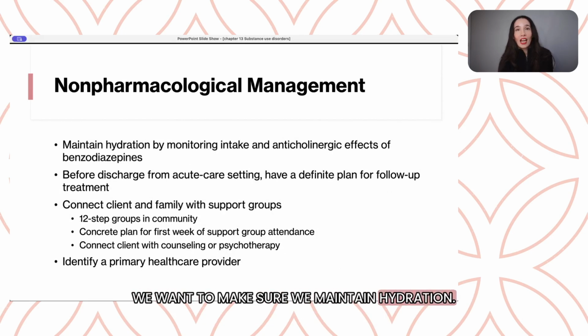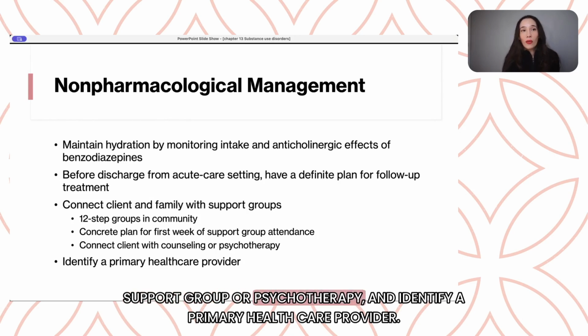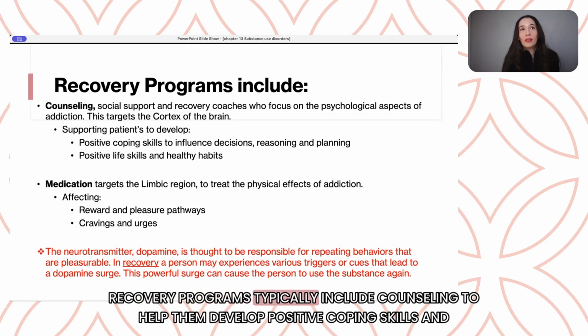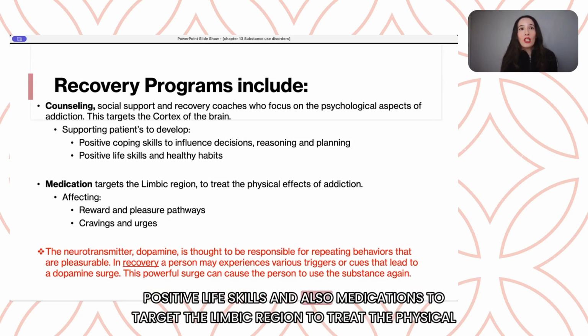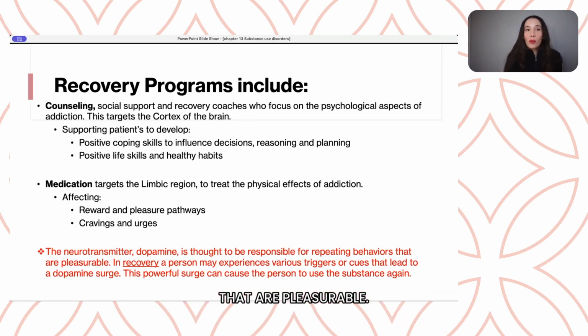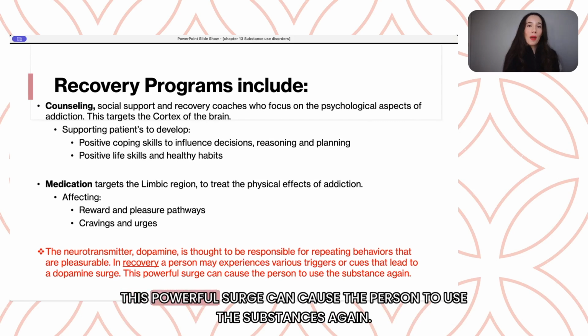We want to make sure we maintain hydration. We want to have a plan for follow-up care, make sure they have supports in the community, whether it's a 12-step support group or psychotherapy, and identify a primary healthcare provider. Recovery programs typically include counseling to help them develop positive coping skills and positive life skills, and also medications to target the limbic region to treat the physical effects of addiction. The neurotransmitter dopamine is thought to be responsible for repeating behaviors that are pleasurable. In recovery, a person may experience various triggers or cues that lead to a dopamine surge. This powerful surge can cause the person to use the substances again.